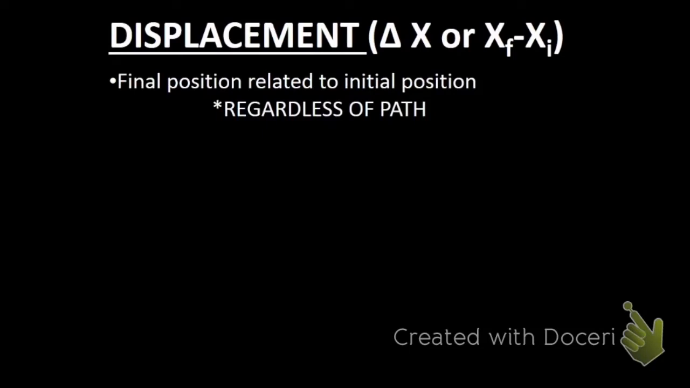So now we're going to introduce a concept called displacement, which we use the term delta x to describe. Again, delta, the little triangle, means change, and we're going to use x instead of d. This x is a final position related to the initial position, and it is regardless of the path. That's the big difference between distance and displacement.